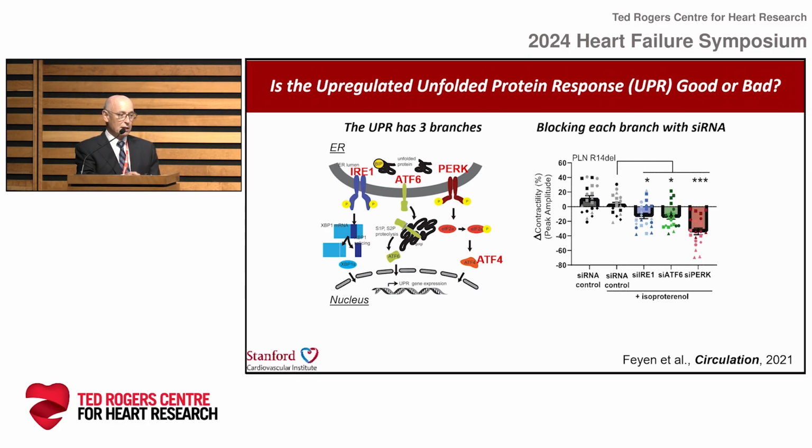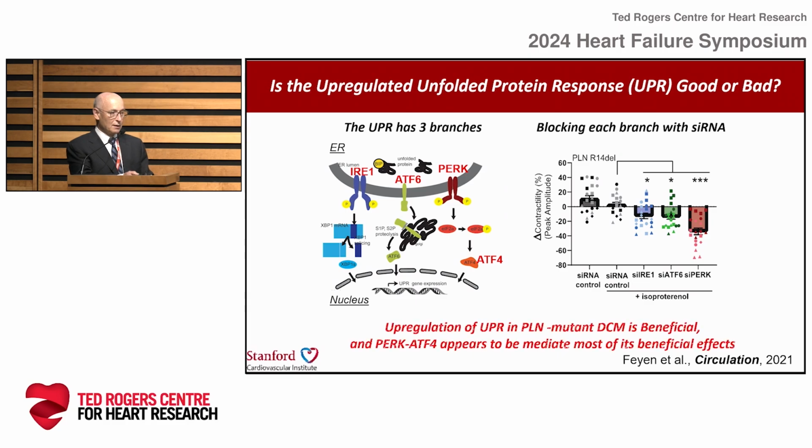So what we found by knocking out each of these arms is that basically you made the disease worse if you knocked out these arms. In particular, the third arm, this PERK branch here, if you knocked it out, you got the most profound effect. So we figured that the signaling through that branch was therapeutic for this disease.